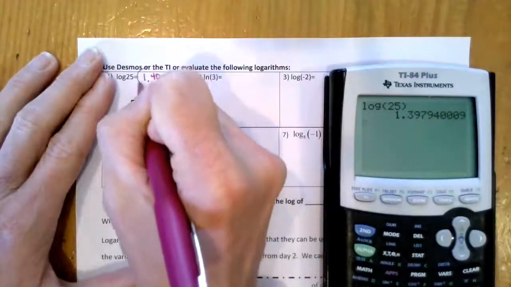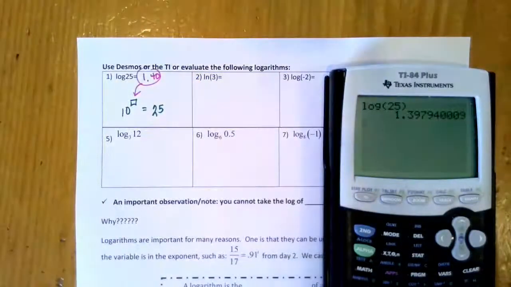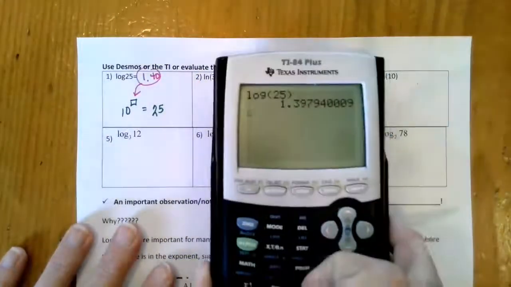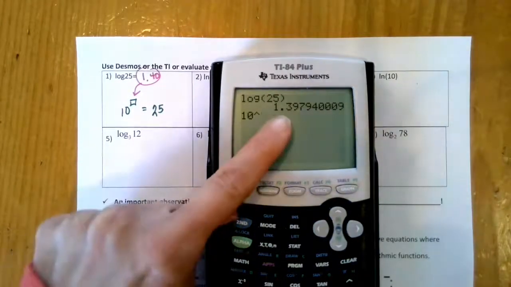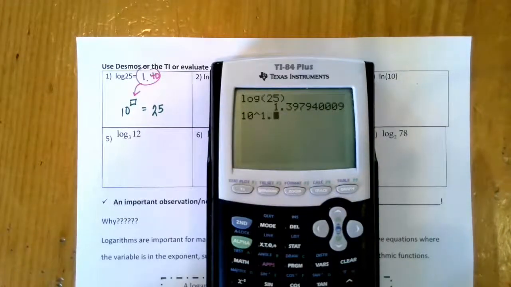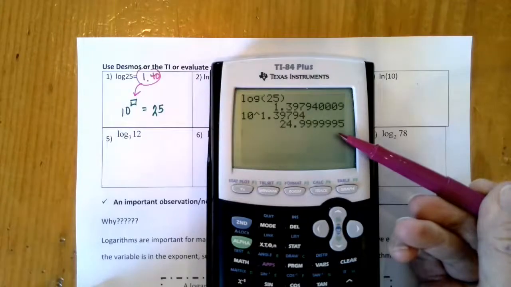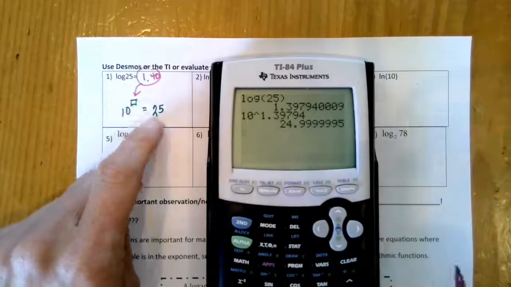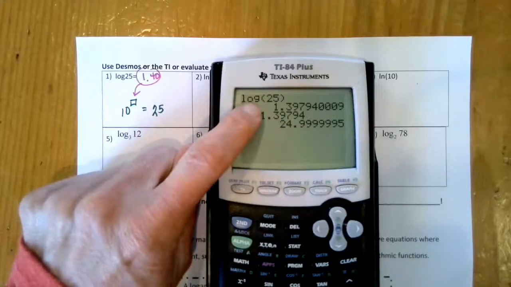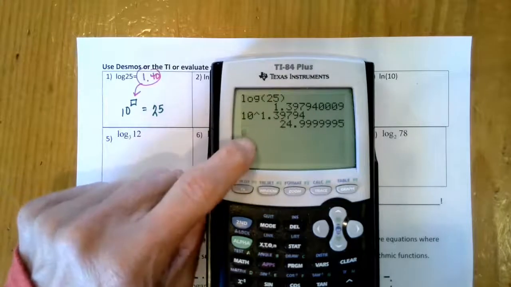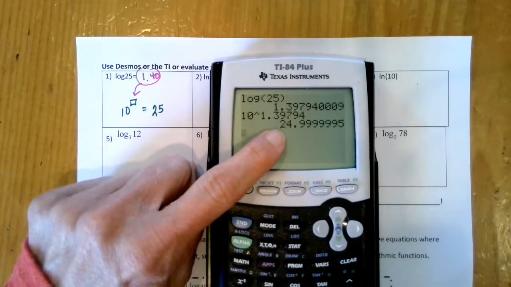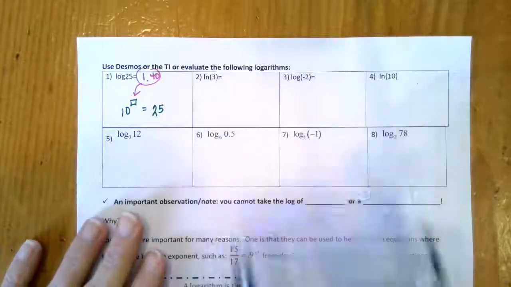So here's the thing. As with all things in mathematics, we should be able to test to see if we got the same value. So when I retype this number, 10 to the 1.39794, good enough, notice I get pretty darn close to 25. What I asked the calculator for is, hey, what's the exponent that goes on 10 to give me a result of 25? It says 10 to this power is going to give you 25. All right, let's take a look at our next one.